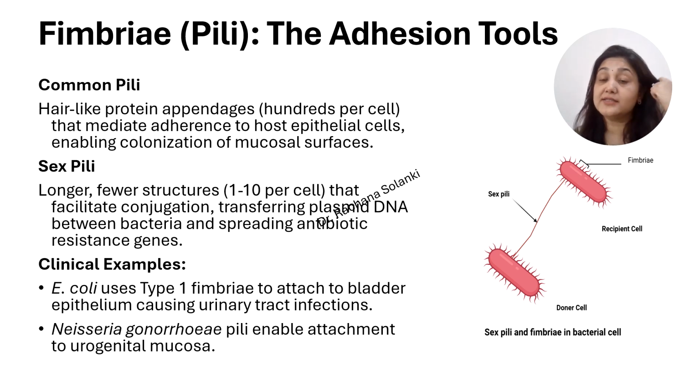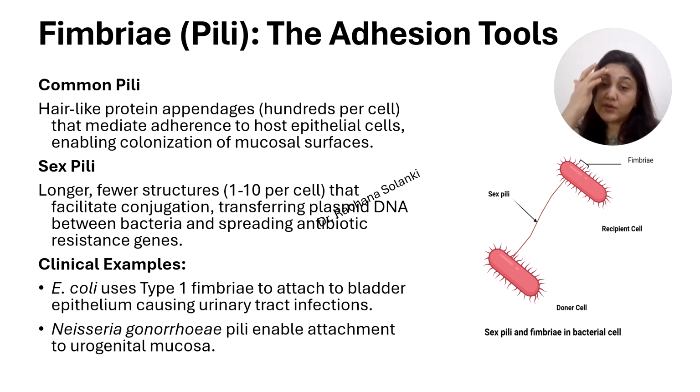Fimbria is an organ of adhesion. It is also called pili, hair-like protein appendages present on the bacterial cell that allow it to adhere to the epithelial cells. This is called common pili. Another is called sex pili. It is basically longer, as shown in this image, and facilitates conjugation and transfer of plasmid DNA between bacteria. This is another way bacteria acquire antibiotic resistance.